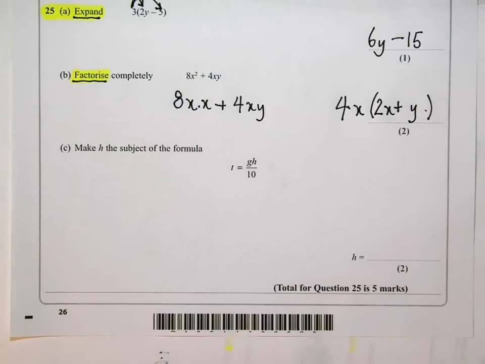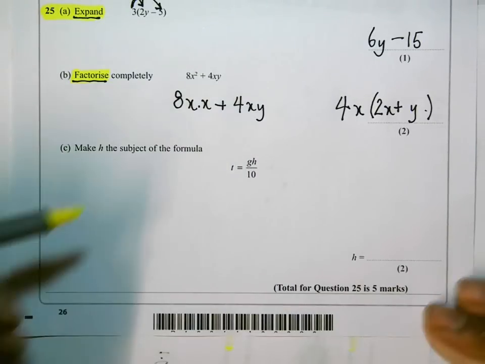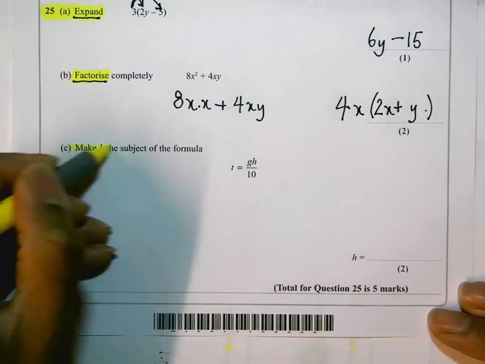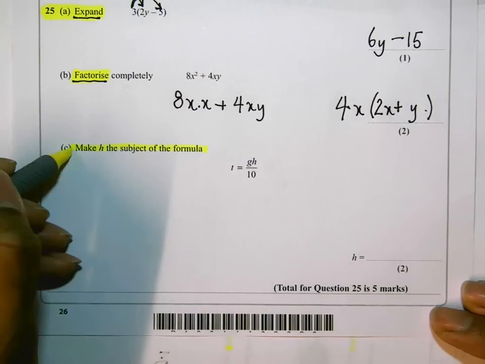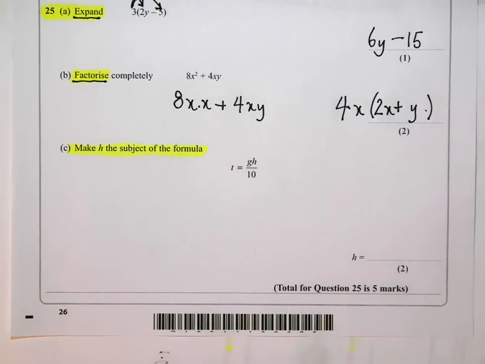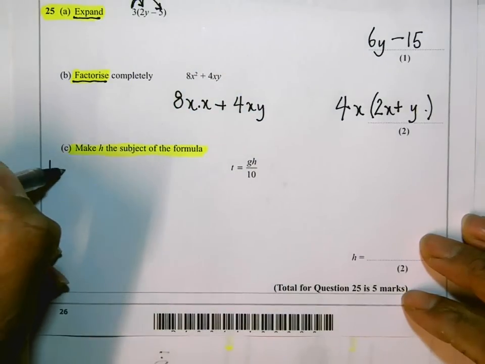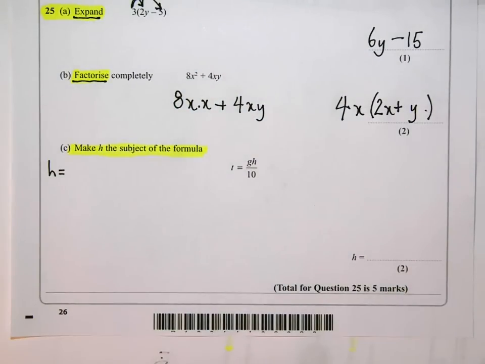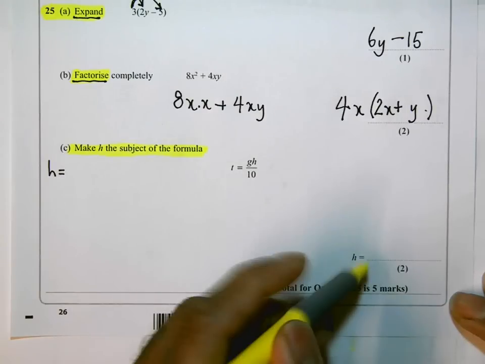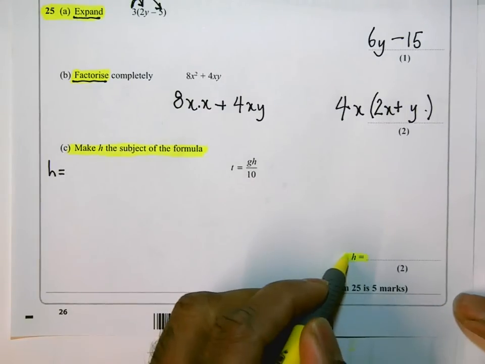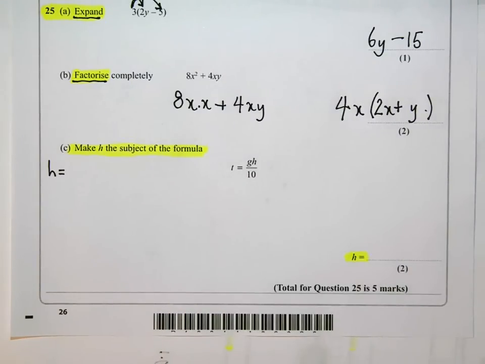The next part of the question, part C, says make h the subject of the formula. So what they want you to do there is rearrange. Subject of the formula means rearrange this so that it's h is equal to. And they've given you a hint to that down here in the answer, right? In the answer it has h is equal to. So there's a hint that you need to rearrange it like that.